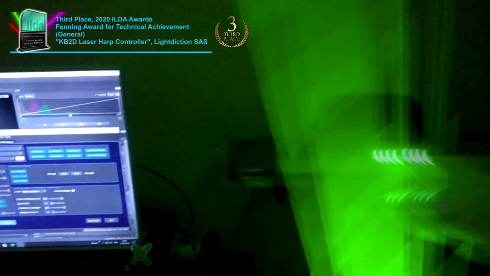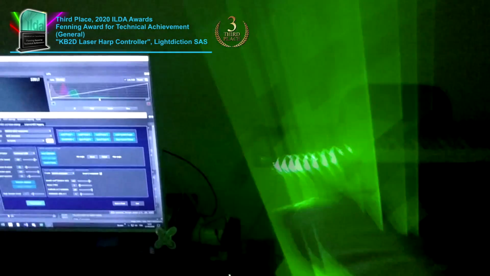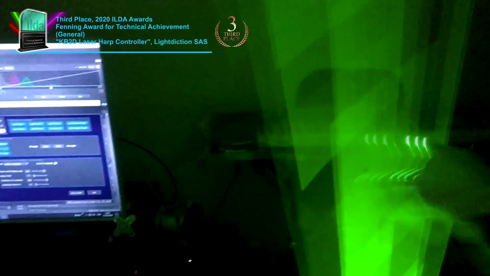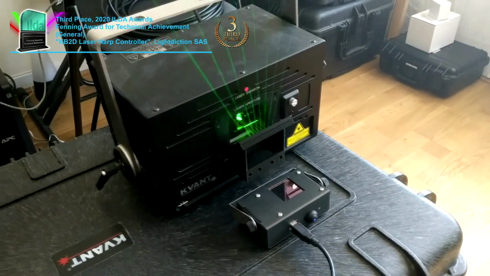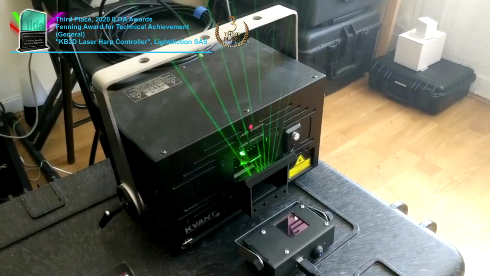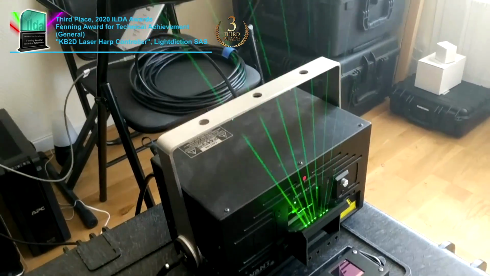So for sure we can play notes, play laser harp, but we can also create interactive games or interactive scenes. And finally, I can also show that external light is not a problem for the detection system.